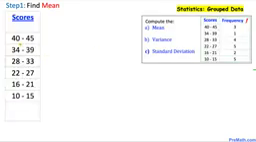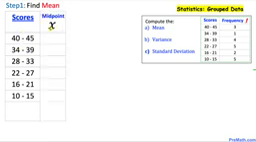Here I have written down our grouped data scores right up here. And now in the next column, we are going to calculate the midpoint, which is called x, between these points, between 40 and 45. Let me show you how to do this one.